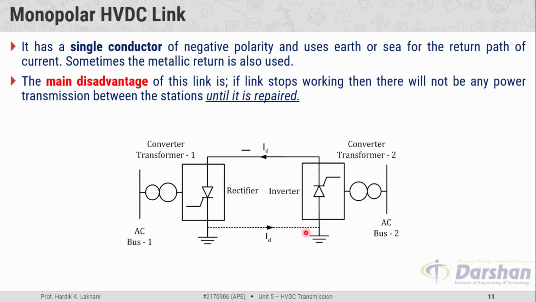The main disadvantage of this monopolar HVDC link is that if this link stops working for some reason, then there will not be any power transmission from one station to another until the repair is carried out on the faulty line. So that is the biggest disadvantage of the monopolar HVDC link. Under the faulty situation, the power transmission gets interrupted.